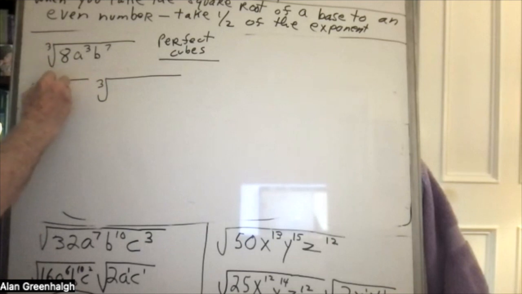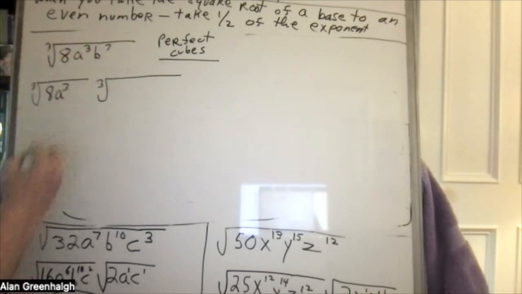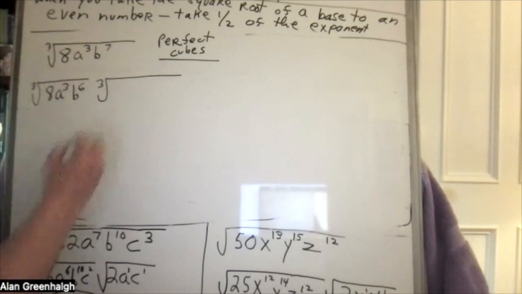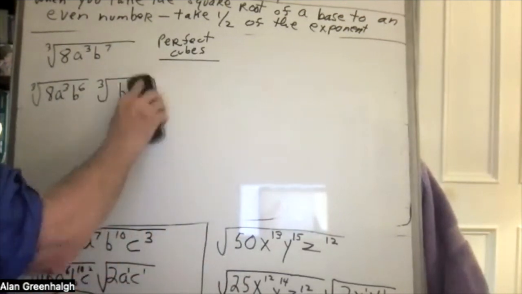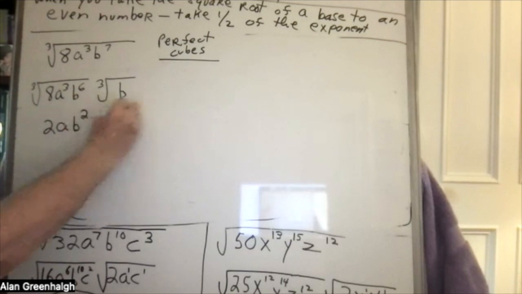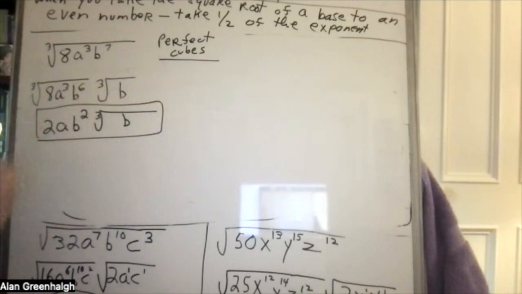A to the 3rd is a perfect cube, but of course b to the 7th is not a perfect cube, but b to the 6th is a perfect cube. Because you could take 1/3 of 6. You could take 1/3 of 3. And what do you do with the extra 1 left over? You put it in here. Now you get 2a b to the second times the cube root of b. And that's the answer to the question.